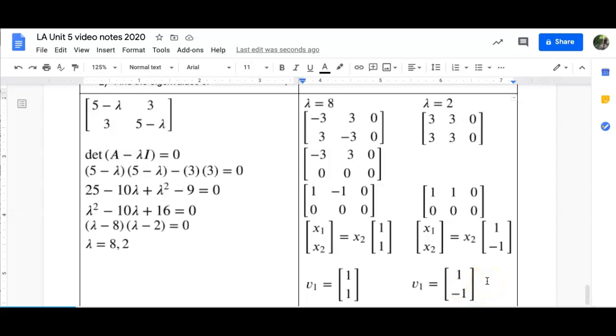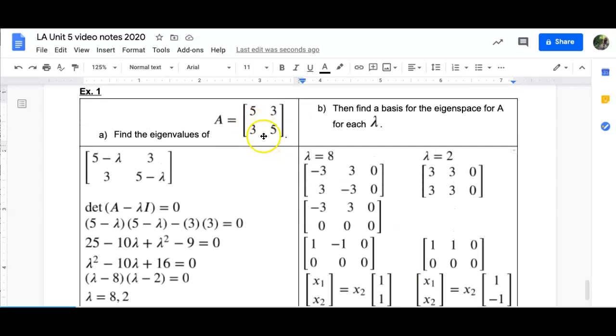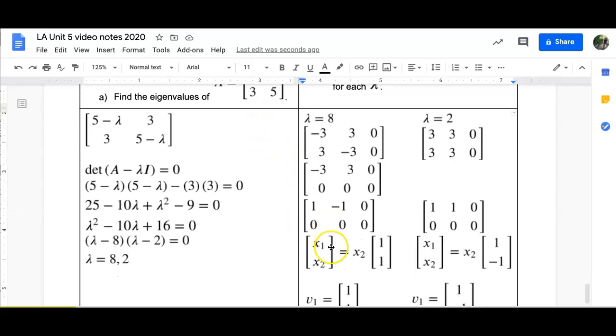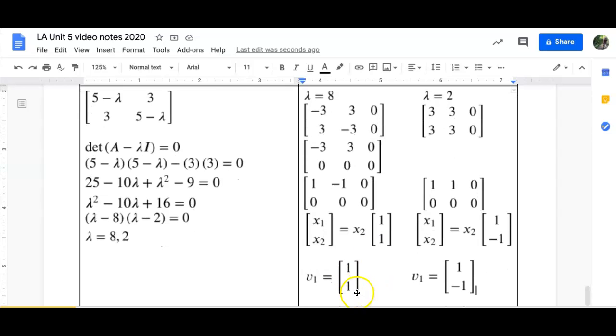Now, how do we know that we did this correctly? Well, if I take my original matrix A and multiply it by any eigenvector that I do have, then I should get a multiple of this back. And so let's try that and see. In fact, in this case, it should be a multiple times 8. And over in this case, it should be a multiple times 2.